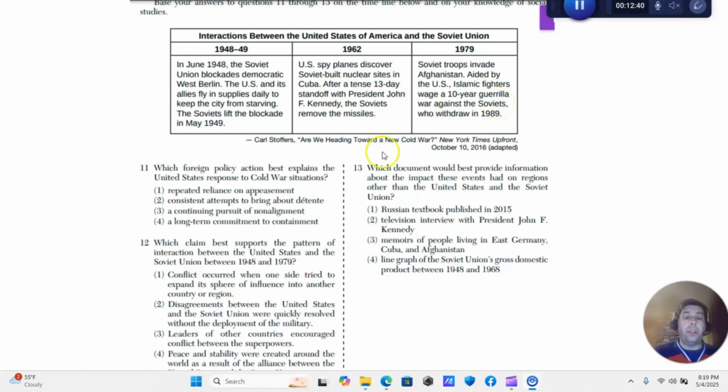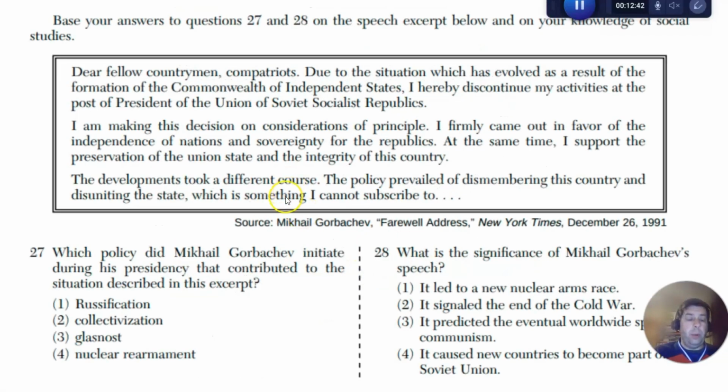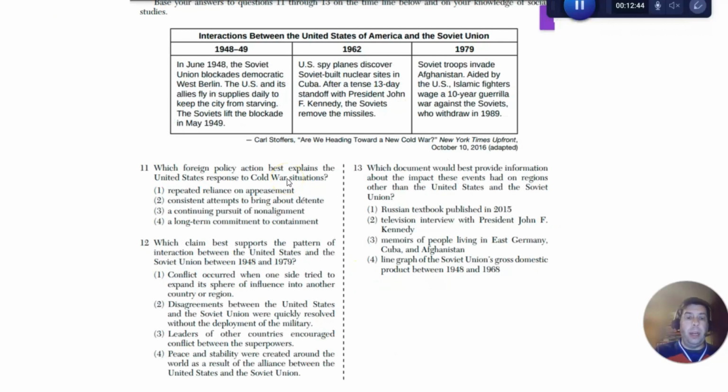Which claim best supports the pattern of interaction? Wait, why is that? I didn't mean to do that. There we go. Sorry if you saw my whole screen with the thing down at the bottom there. It was blocking the bottom. Hopefully you didn't miss anything.